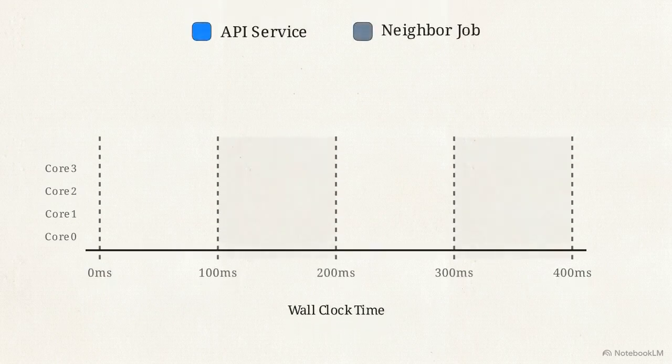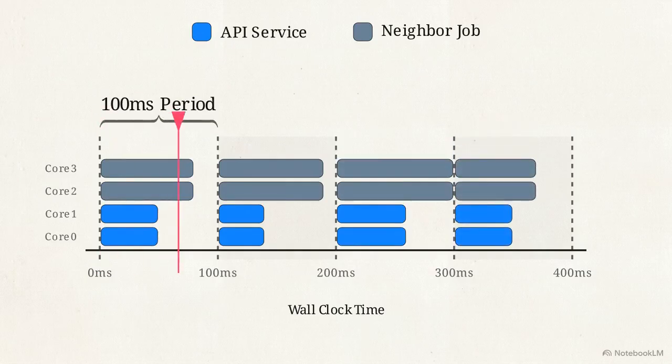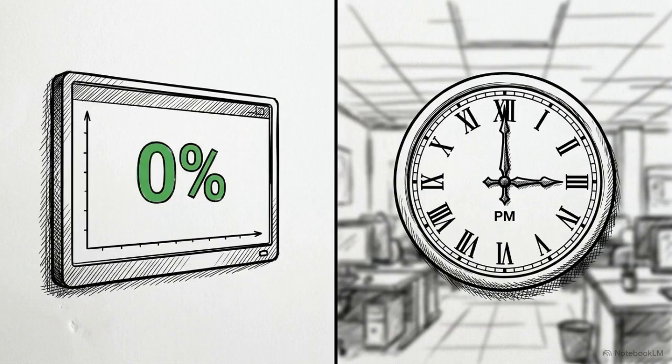The Linux kernel uses the completely fair scheduler to allocate CPU time across containers, mapping out execution rights in strict 100 millisecond allocation windows. This diagram illustrates how CPU limits act as a hard cap. The kernel grants 200,000 microseconds per 100 millisecond period. If your container burns quota early, the kernel enforces a hard pause, suspending threads for 40 milliseconds, even if physical cores sit idle.